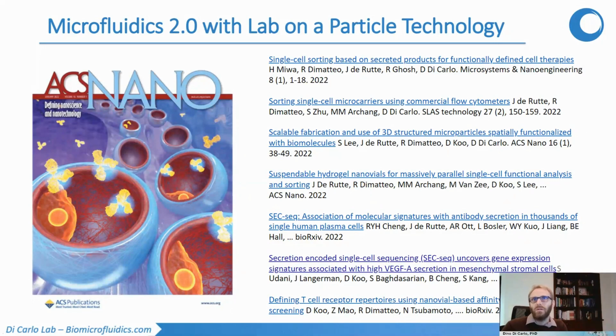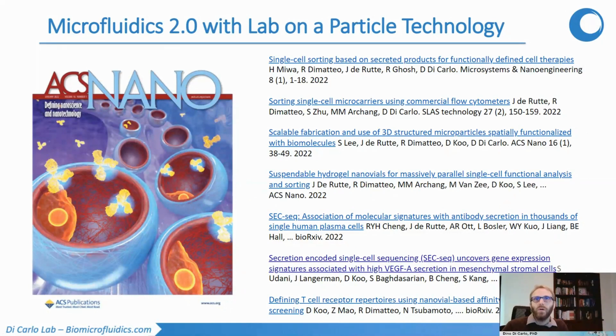This is relatively new, and these are some of the papers that we've been publishing in preprints, applying this technology for antibody discovery, applying it for characterizing, defining a functional repertoire of T cell receptors based on cytokine secretion when an antigen-specific T cell binds to a nanovial.